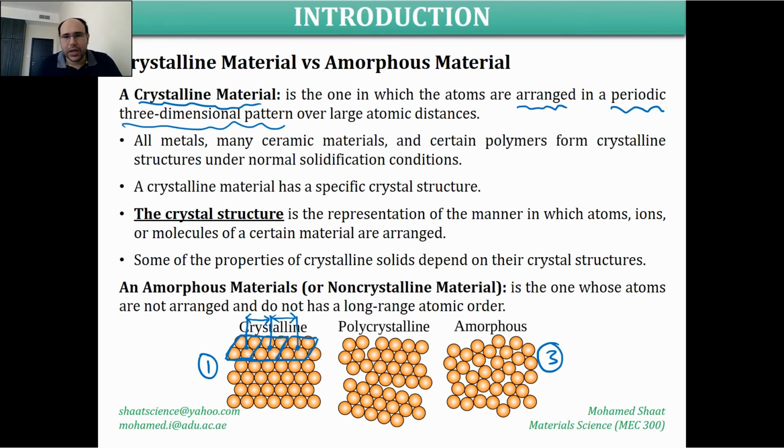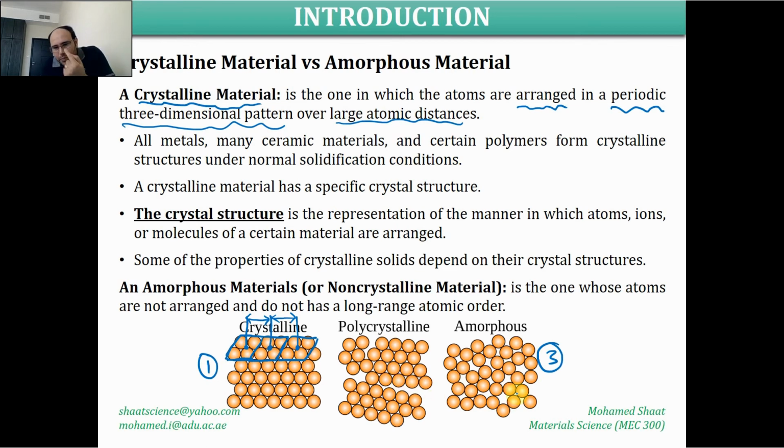A crystalline material is one in which atoms are arranged, but not in just any type of arrangement. It is a special type of arrangement to be considered a crystalline material. This arrangement should follow a periodic pattern over a large atomic distance. By the way, it is not necessary for this periodic pattern to be repeated for the entire material, but at least it should be repeated over a large-scale atomic distance inside the material structure to be counted as crystalline material. Make sense?